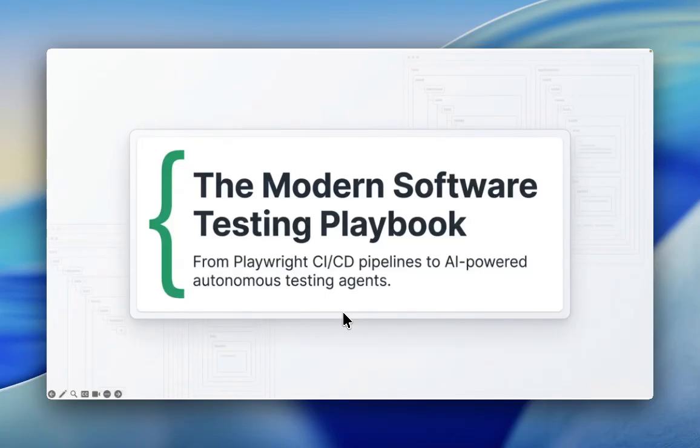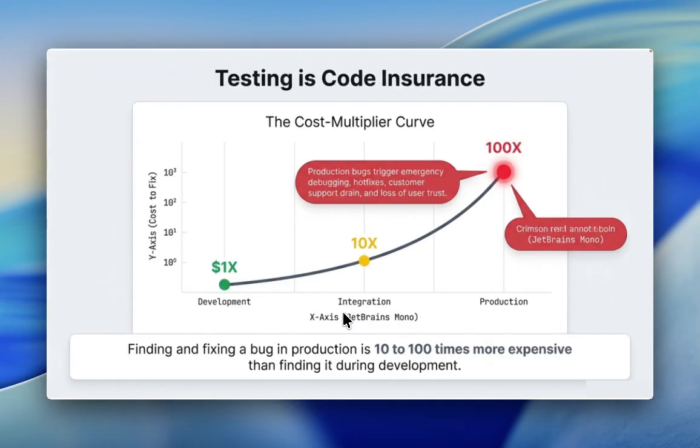The modern software testing playbook, from Playwright CI/CD pipelines to AI-powered autonomous testing agents. Testing is code insurance: the cost multiplier curve. Production bugs trigger emergency debugging, hotfix customer support drains, and a loss of user trust.